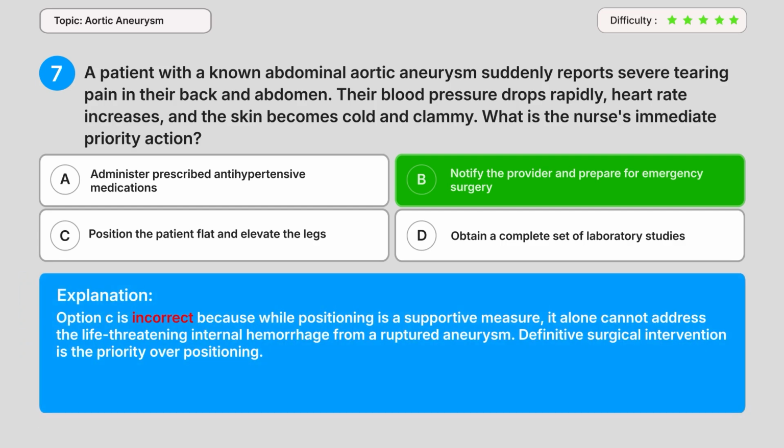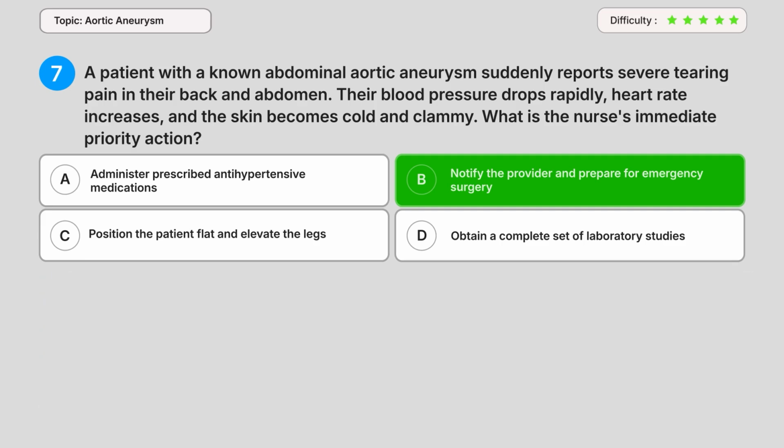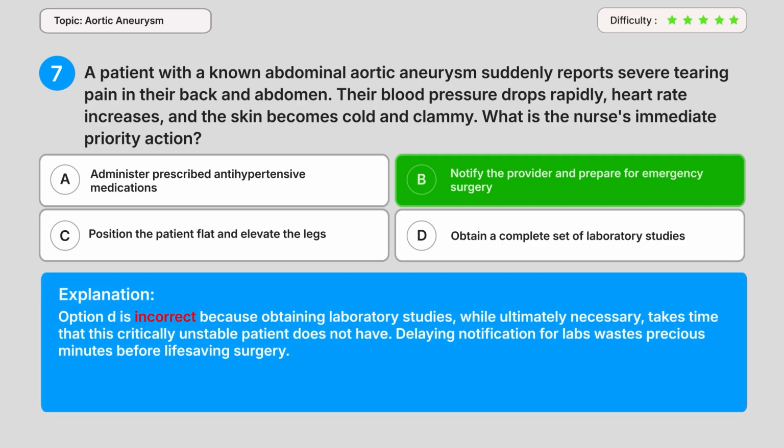Option C is incorrect because while positioning is a supportive measure, it alone cannot address the life-threatening internal hemorrhage from a ruptured aneurysm. Definitive surgical intervention is the priority over positioning. Option D is incorrect because obtaining laboratory studies, while ultimately necessary, takes time that this critically unstable patient does not have. Delaying notification for labs wastes precious minutes before life-saving surgery.